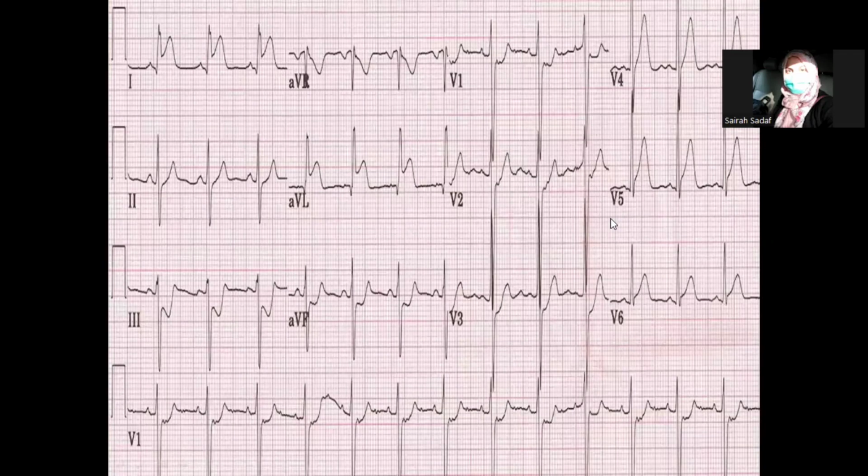Hopefully this is the last one. Oh, this is the last one. Okay, now over here, lead 1 and AVL, these are the lateral leads, and the other leads are clear. It looks like only lateral wall ischemia. This is lateral wall ischemia.